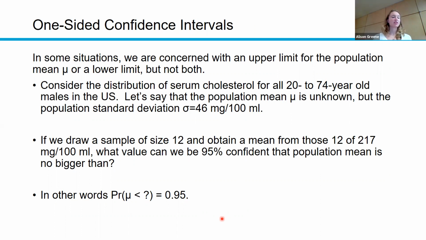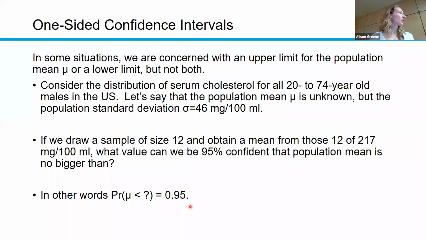So for example, consider the distribution of serum cholesterol for all 20 to 74-year-old males in the US. The population mean is unknown. The standard deviation is 40 milligrams per 100 milliliters. We draw a sample of 12 and obtain a mean of 217 per 100. What value can we be 95% confident that the population mean is no bigger than?